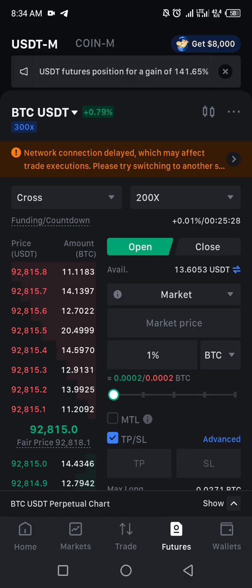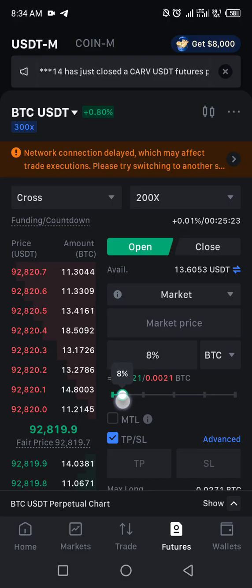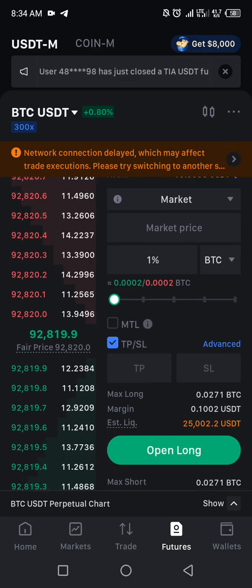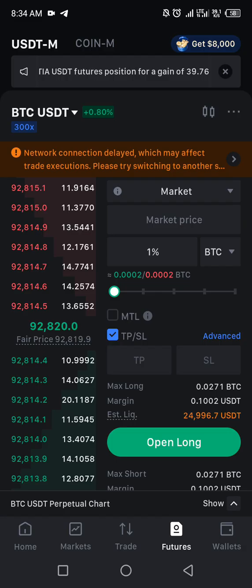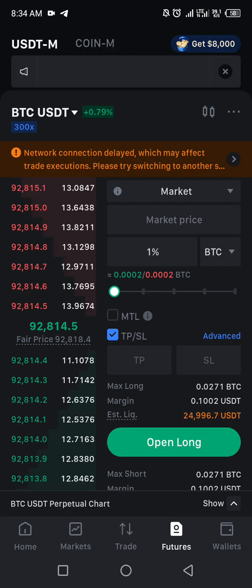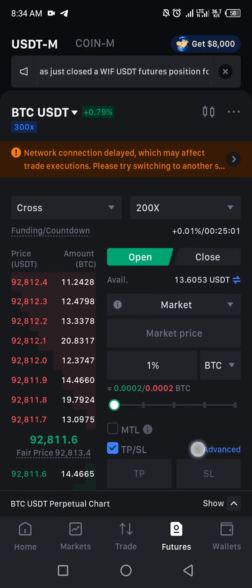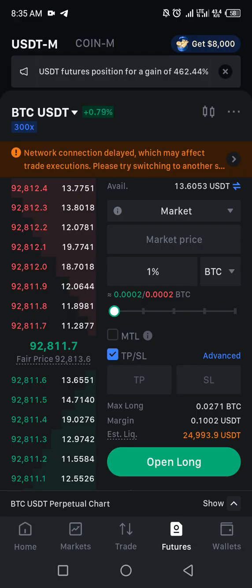So 1% of, let's see, we have $13.6 here. So 1%, this is actually going to be calculated by the system. You can see the margin. 1% gives you $0.1, and because of the leverage, you're using 200, so you're going to get 0.271 BTC to trade with.